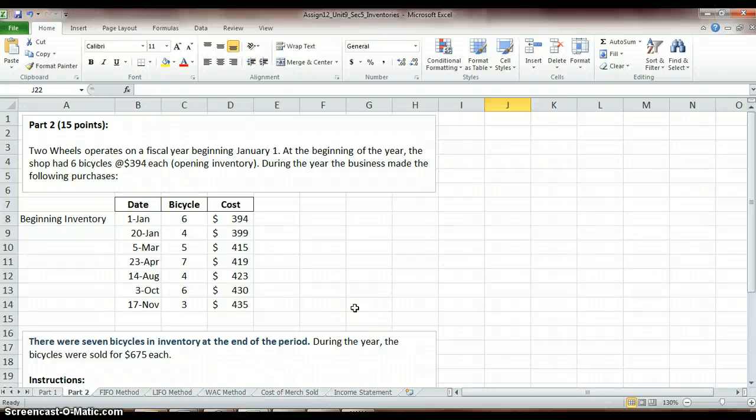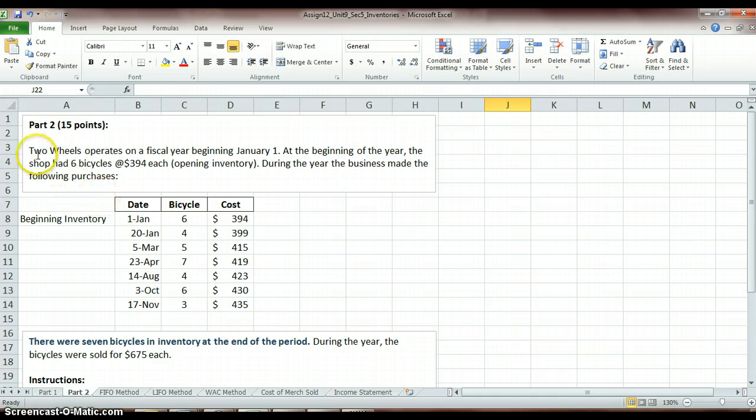So part 2 of this inventories assignment gets a little more detailed. It shows us what we purchased each month and at what price we made that purchase. And how I set this up is I put the instructions in this part 2 tab down here, and then for each method I created its own tab, hoping it would make things less confusing, so hopefully I don't throw anybody off.